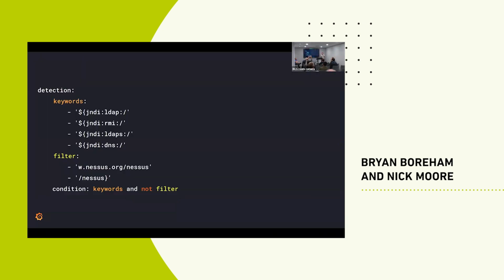So this is the meat of the Sigma rule. When we talk about Sigma rules, the detection is the thing that we mostly care about for trying to find the bad things. I've simplified this a little bit. There's actually a really, really long list of all the things it's searching for, but we didn't have that much screen real estate to show you it all.